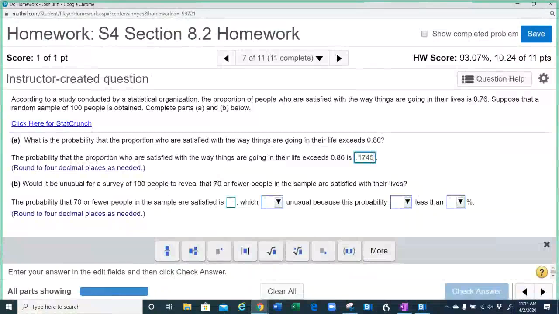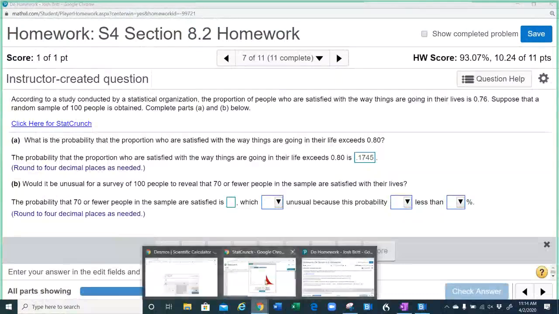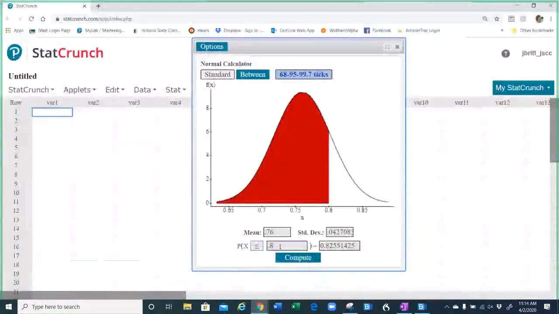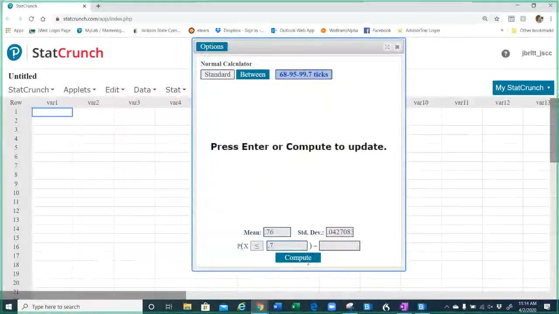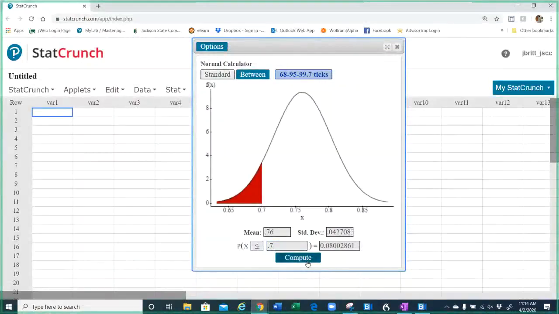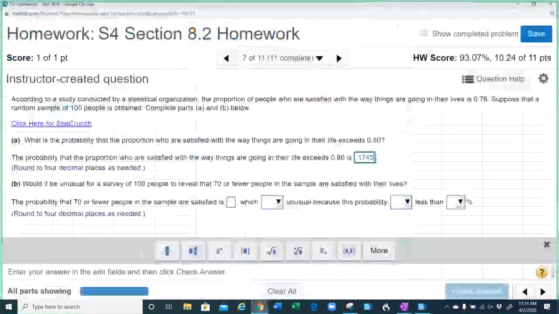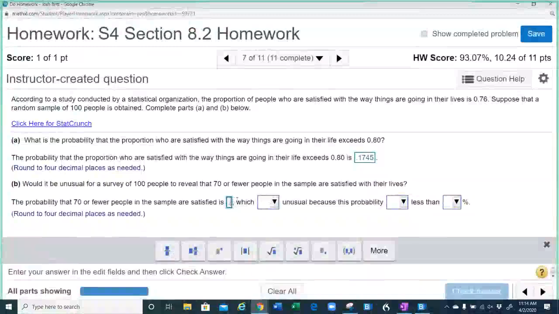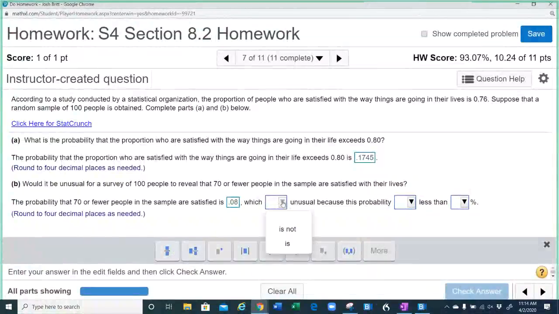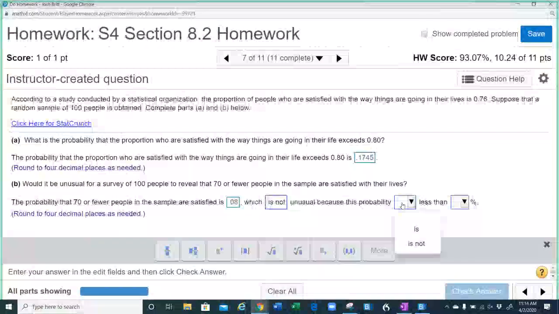And then out of 100 people, 70 or fewer. Well, that's less than 70%. So less than 70%, we get 0.08, which is not unusual because the probability is not less than 5%.